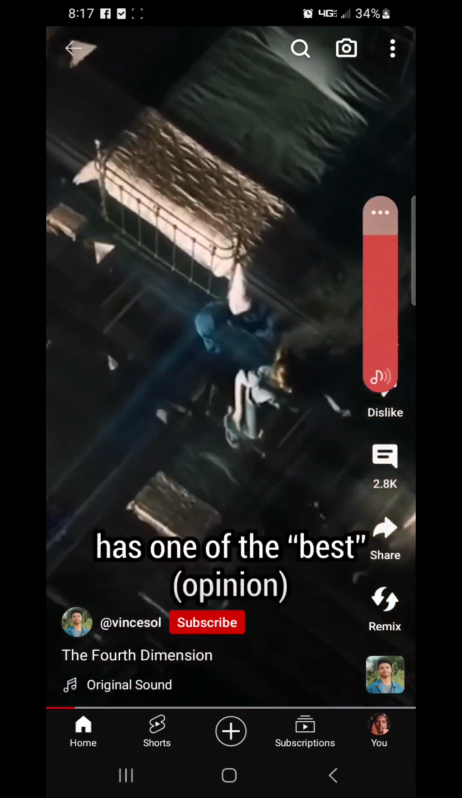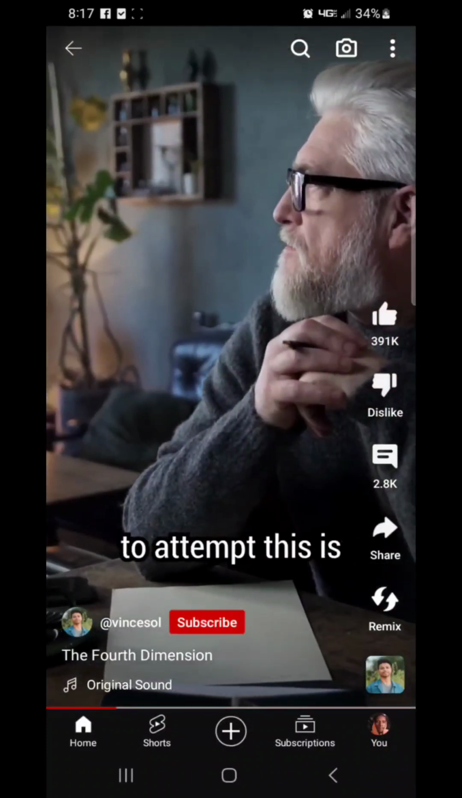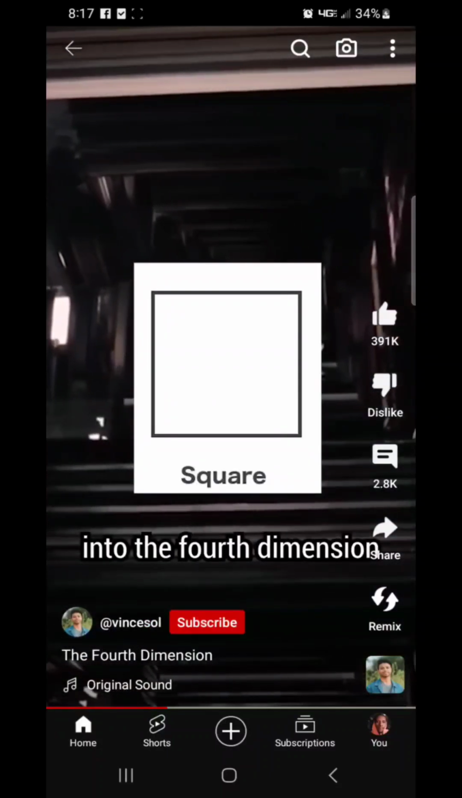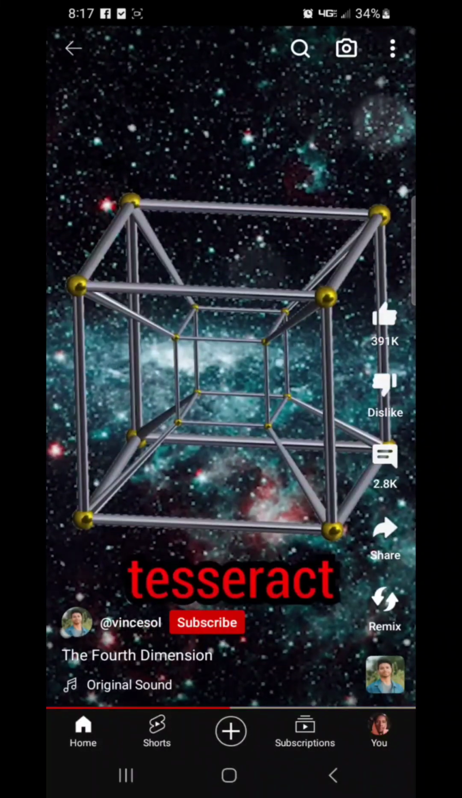Christopher Nolan's Interstellar has one of the best movie representations of the fourth dimension. One simple way to attempt this is to see what happens when you mathematically render a square into the fourth dimension. A square is a two-dimensional shape. In the third dimension, you get a cube. And in the fourth dimension, you get a tesseract.